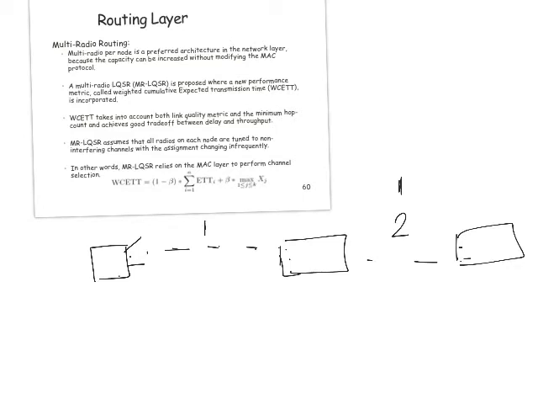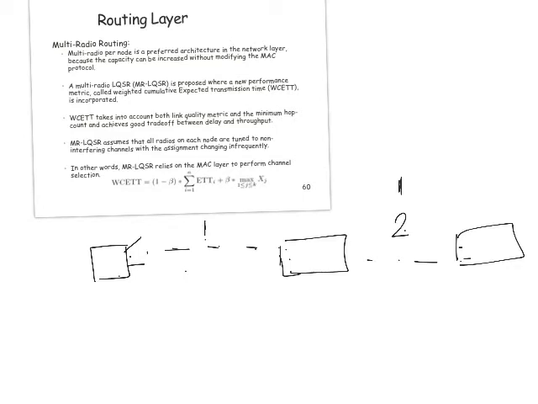So sometimes from the MAC layer point of view, the MAC layer will give you the flexibility to change the channel on the fly. So if this one uses channel 1 and this one uses channel 2, this link can use the entire bandwidth without affecting this link. So far so good?